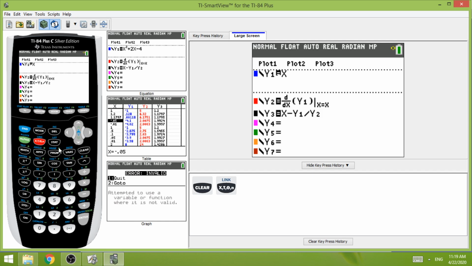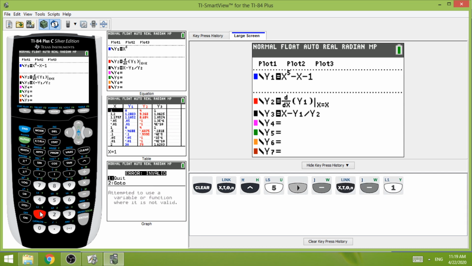So x to the power 5 minus x, and then minus 1. Okay, so that's the trinomial. It's a 5th-degree trinomial. So the rest of this, you don't want to change that. It's pretty much the same kind of template.